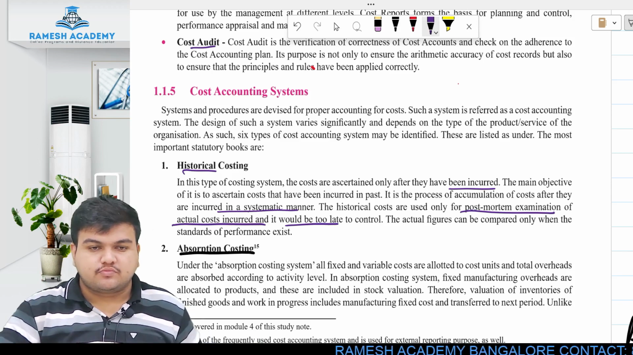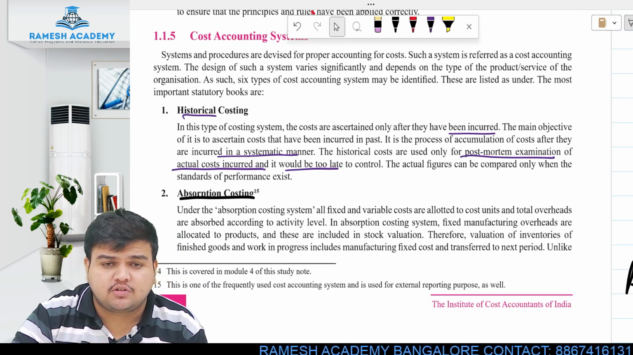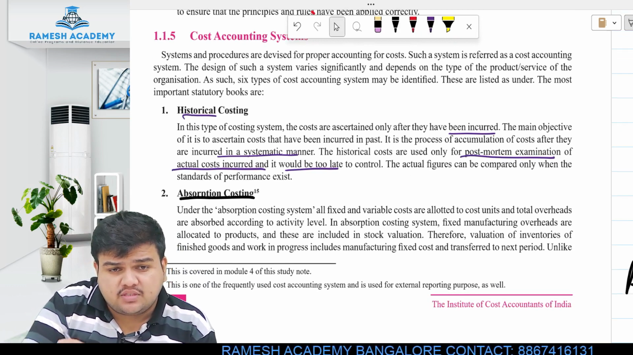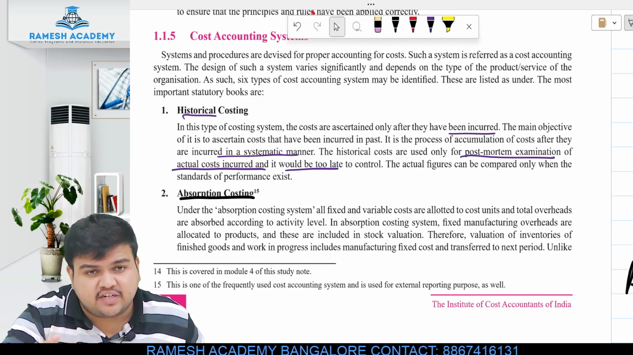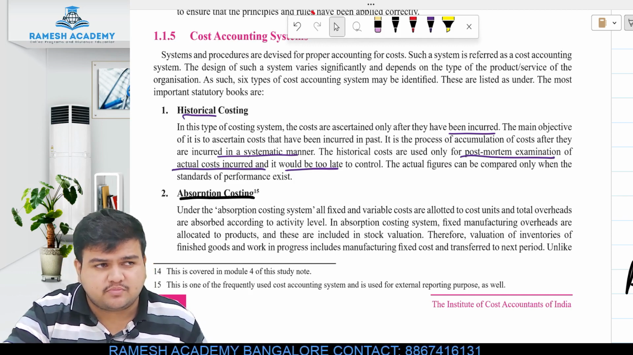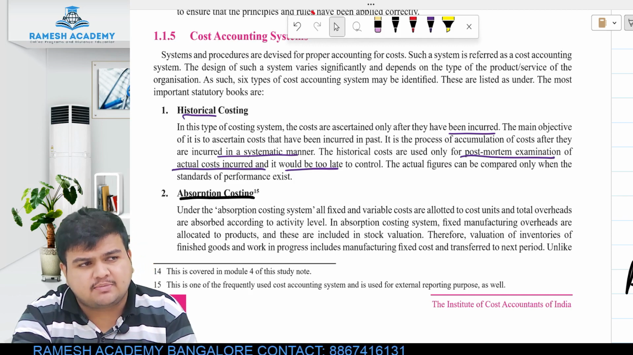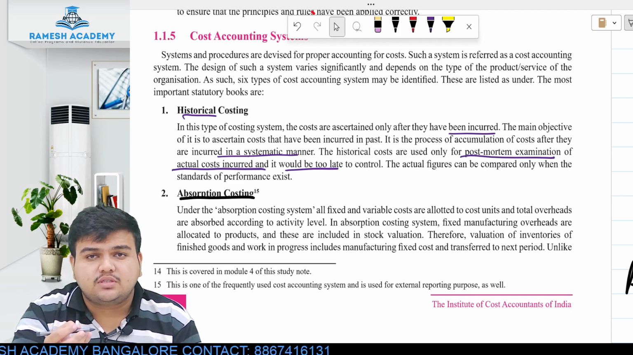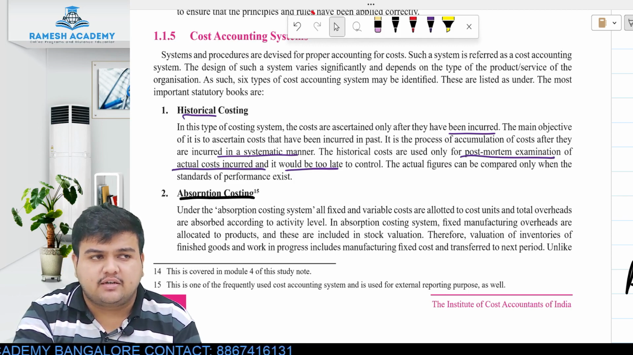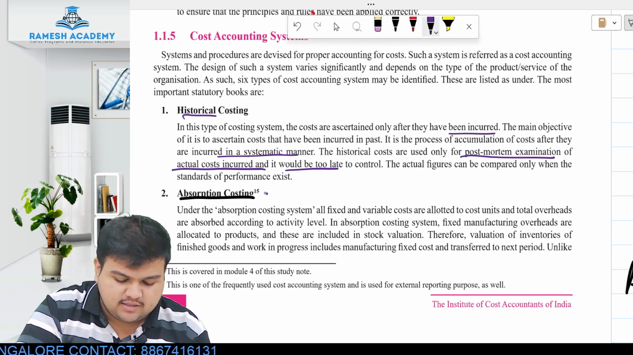The next one is absorption costing. Under absorption costing, fixed and variable costs are absorbed by a certain activity. Now you incur certain expenses for electricity, certain common expenses; that is apportionment. Whether that expense is absorbed by that function is absorption costing.